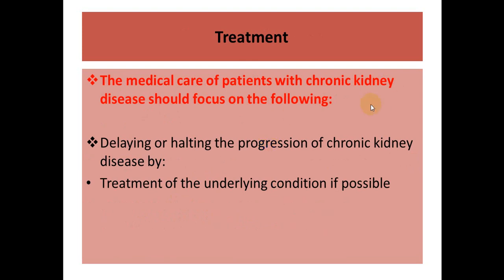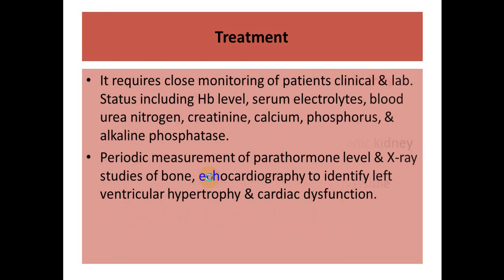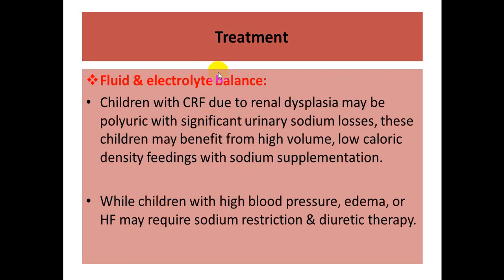The medical care for patients with chronic kidney disease should focus on delaying or halting the progression of chronic kidney disease and treating the underlying condition if possible. It requires close clinical and lab monitoring: hemoglobin, electrolytes, blood urea nitrogen, calcium, phosphorus, and periodic measurement of parathyroid hormone, X-ray, and echo to see if there is left ventricular hypertrophy and cardiac dysfunction. Very important is fluid and electrolyte balance.